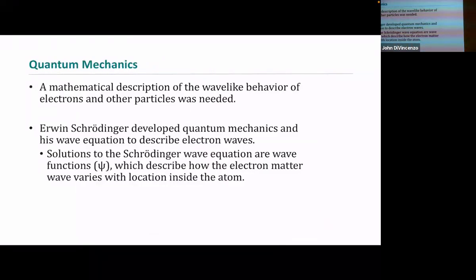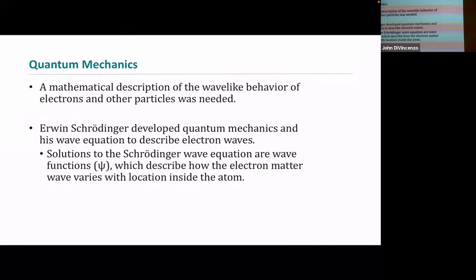So quantum mechanics is the part of quantum theory that has all that advanced math I was telling you about. A mathematical description of the wave-like behavior of electrons and other particles was needed. So Erwin Schrödinger, another Nobel Prize winner, along with Heisenberg and Planck and Einstein and de Broglie, I believe. I think Pauli wins the Nobel Prize too. Anyway, he developed quantum mechanics, and his wave equations describe electron waves.